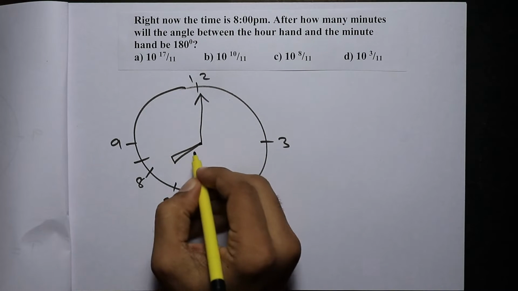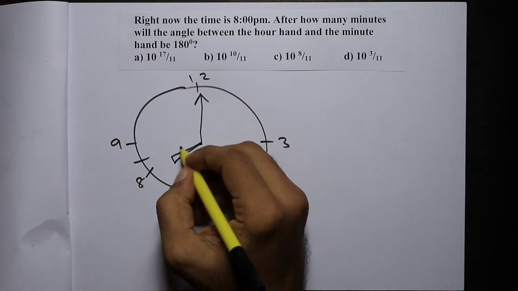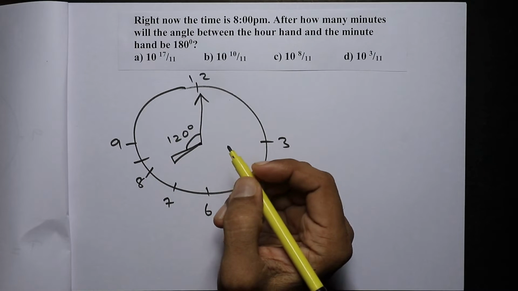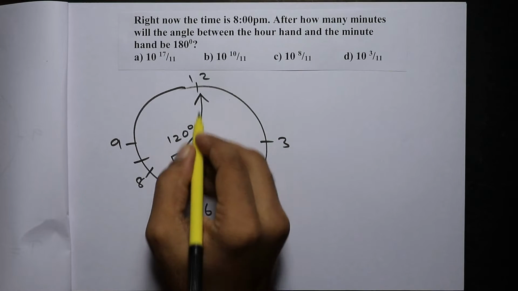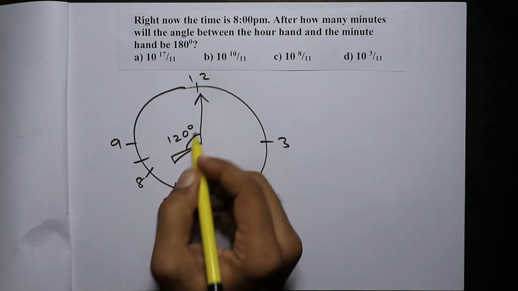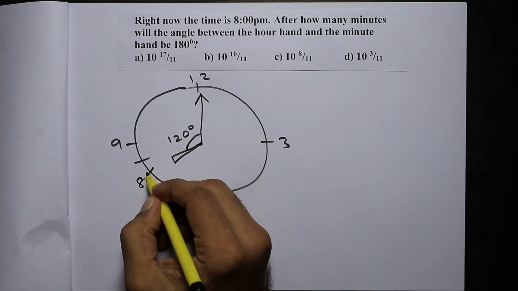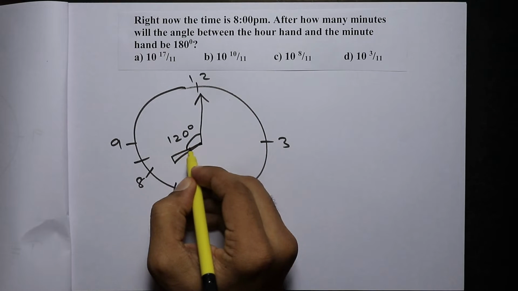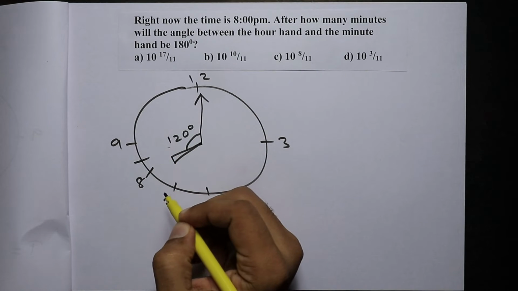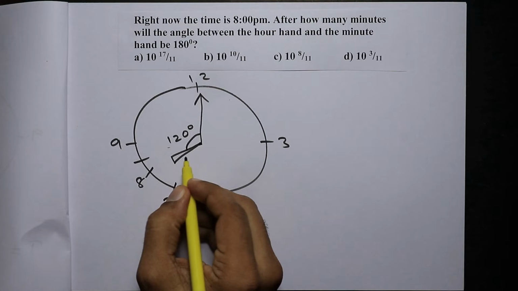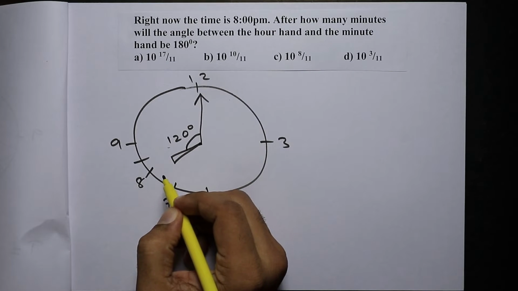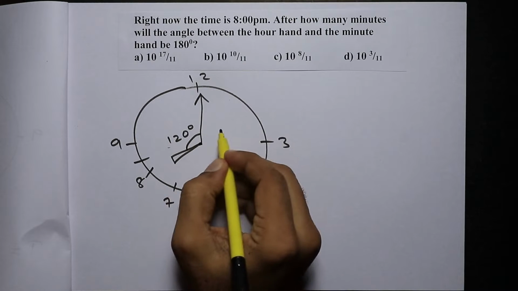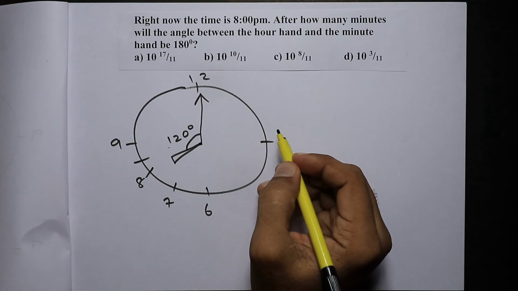So right now it is exactly 8 o'clock and the angle between hour hand and minute hand will be 120 degrees. Exactly at 9 o'clock this angle will be 90 degrees. From 8 to 9 that angle is 30 degrees. So when it is 8 o'clock it will be 90 degrees plus this 30 also, total will be 120 degrees. So exactly at 8 o'clock angle is 120 degrees. And you can see that the angle is increasing. And every minute the angle will increase by 5.5 degrees.